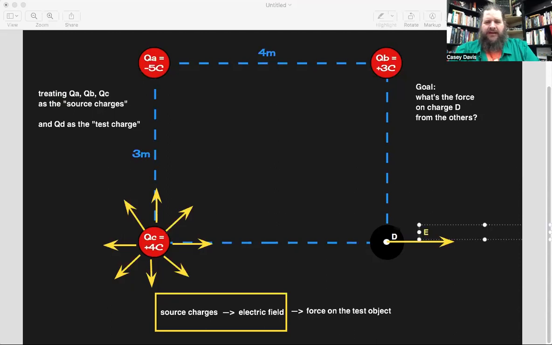So let's call that E sub C, the electric field caused by charge C. Or we would say the electric field contribution, because this isn't the actual electric field at D. This is just the contribution caused by charge C to that electric field. So charge C contributes some amount of electric field at location D. And can we calculate how strong that contribution is? We know it's in the positive X direction. How would we figure out how strong it is?